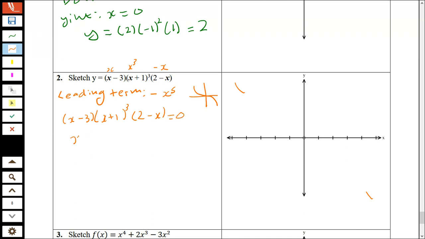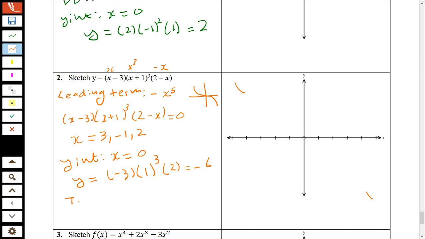Okay, so you can see that x equals 3, negative 1, and 2. All right. Now, what about the y-intercept? Put in x equals 0. You're going to get y equals negative 3 outside of 1 cubed outside of 2. And that's going to give you negative 6. All right. And the other thing you could say is that there is a triple root at x equals negative 1.